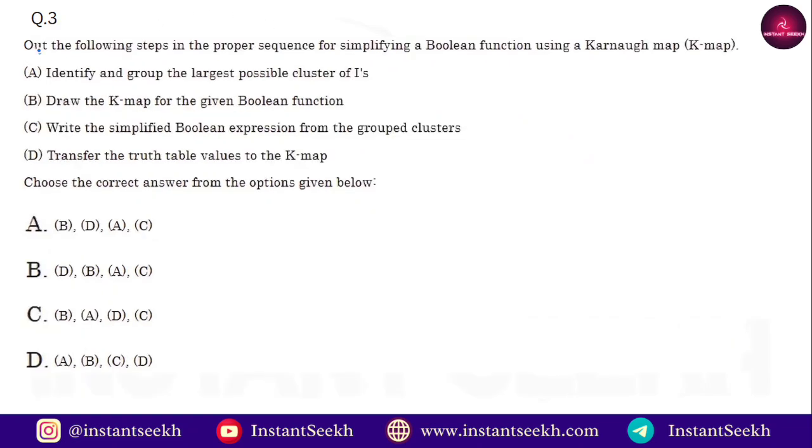Okay, arrange the following steps in proper sequence for simplifying a boolean function using a Karnaugh map or K map. Okay, while mapping the K map, for simplified expression, what are the steps involved? Okay, that actually we need to pen down. So first step that we do is draw the K map. First what we do is draw the K map for the given boolean function. After that we transfer the values, right? Transfer the truth table values to the K map.